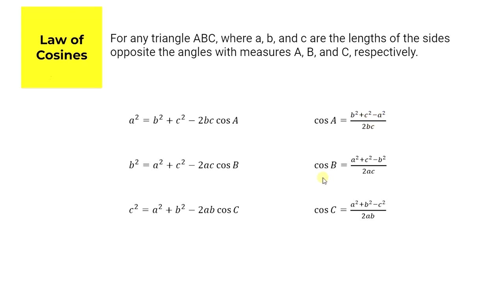If you're looking for the angle B, the formula for that is cosine of angle B is equal to A squared plus C squared minus B squared all over 2AC. And last one, if you're looking for angle C, we have cosine of angle C is equal to A squared plus B squared minus C squared all over 2AB. So, if you're looking for the sides, itong tatlo ang gagamitin natin. And if you're looking for the values of angles, itong tatlo ang ating gagamitin.